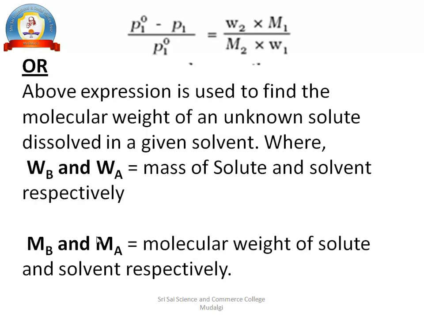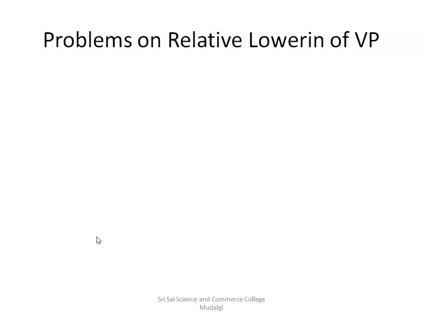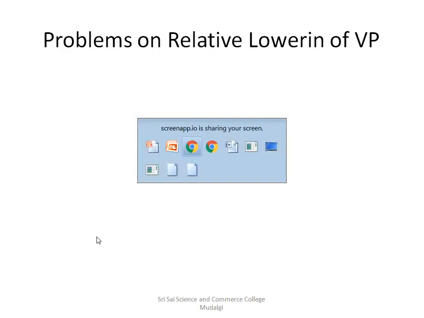Now we'll go for some of the problems related to lowering of vapor pressure. So this is the important one. So just concentrate here.